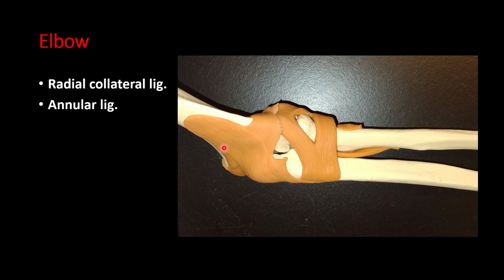Also in this area, tendon of the triceps muscle. Triceps muscle comes all the way, and this is the olecranon of ulna attaches there. The joint capsule is around this area as well.